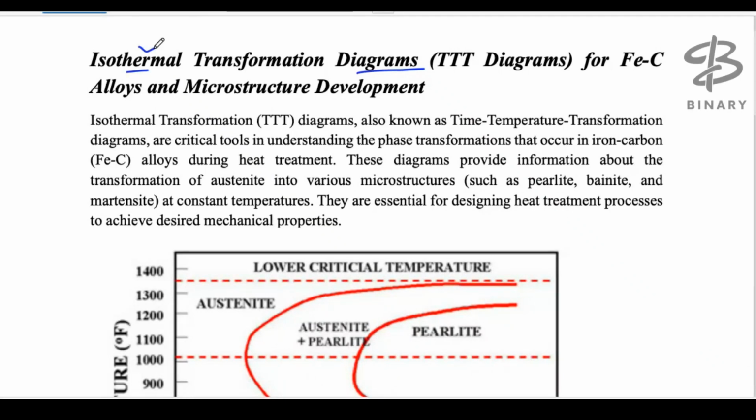But another kind is that they can change their phase of crystal structure. Suppose earlier it was BCC, and now it has changed into FCC. So the crystal structure change is also known as a phase change.